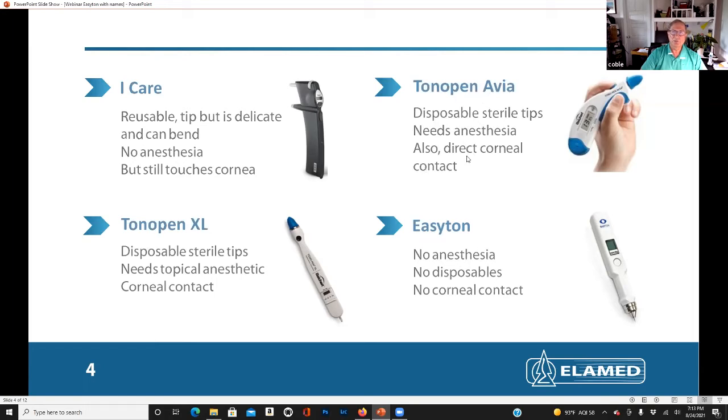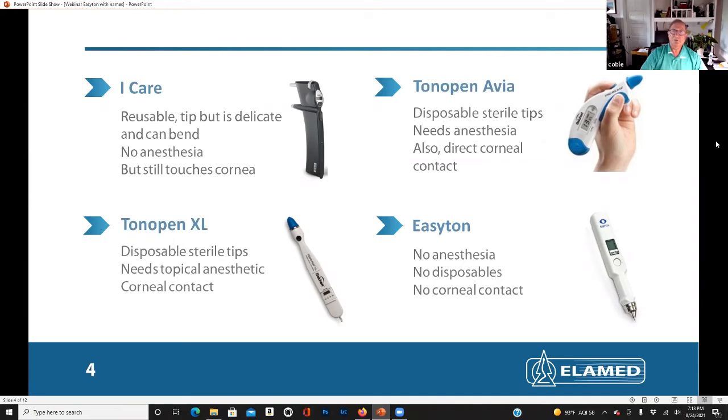Now, the Tonopens all use a disposable sterile tip. That's something you have to buy extra. It's disposable on each one. It keeps everything nice and sterile, which we really like because of all the viruses. But those tips are expensive.